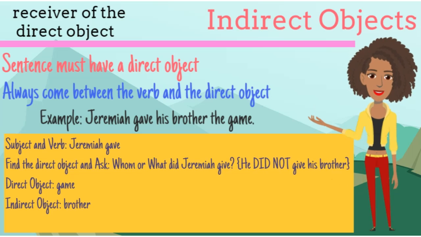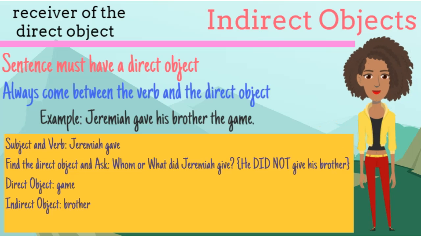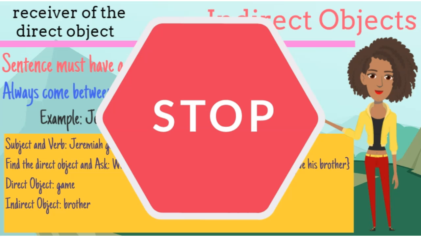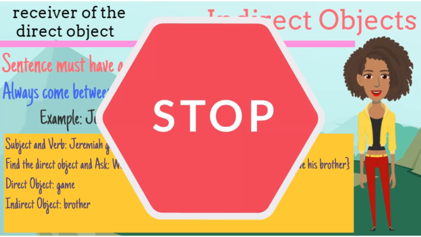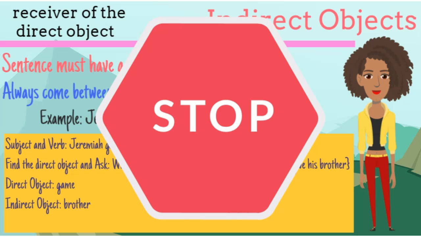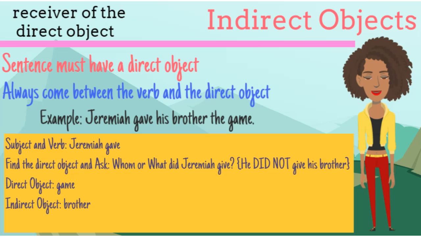Next, we see if there is a direct object by asking, whom or what did Jeremiah give? I want to stop here for a second to point out that so many times people get confused when asking this question when it comes to direct and indirect objects. So let's ask this question again. Whom or what did Jeremiah give?